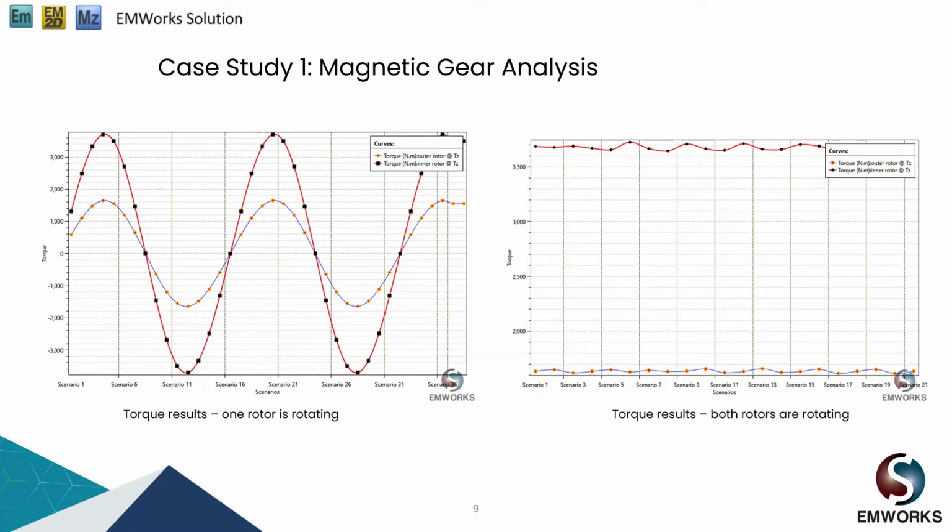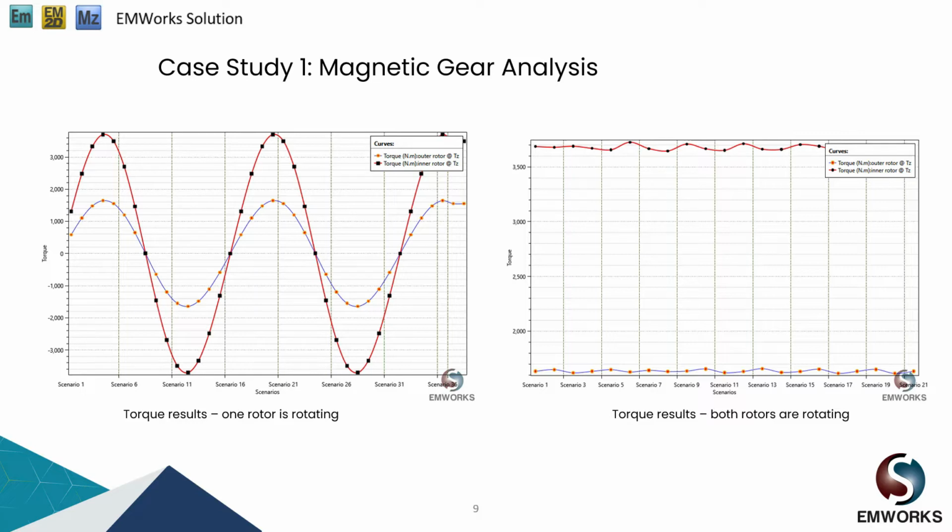Torque is computed. Both the inner and the outer torque results are calculated, and it can be seen that both torque curves have a sinusoidal shape, oscillating around 0, with a maximum of around 3,500 Newton meters. This kind of analysis can help identify the maximum torque position, so you can adjust your rotor's position to get the maximum transmitted torque.